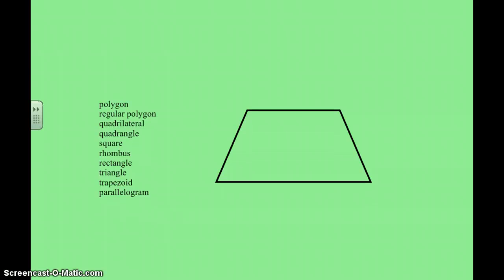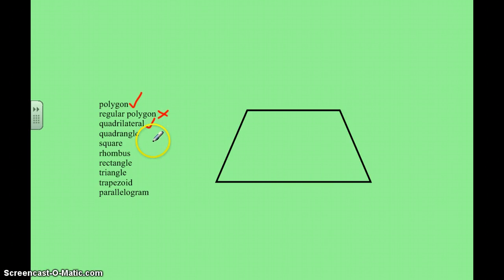Okay, let's try this one. So is it a polygon? Okay, well, it's a closed figure. It has at least 3 sides and at least 3 angles. There's no curved sides, there's no intersecting lines, and there's 1 interior. So yes, it's a polygon. Is it a regular polygon? Well, it doesn't have 4 sides that are the same length, so nope. Is it a quadrilateral? Yes, it has 4 sides.